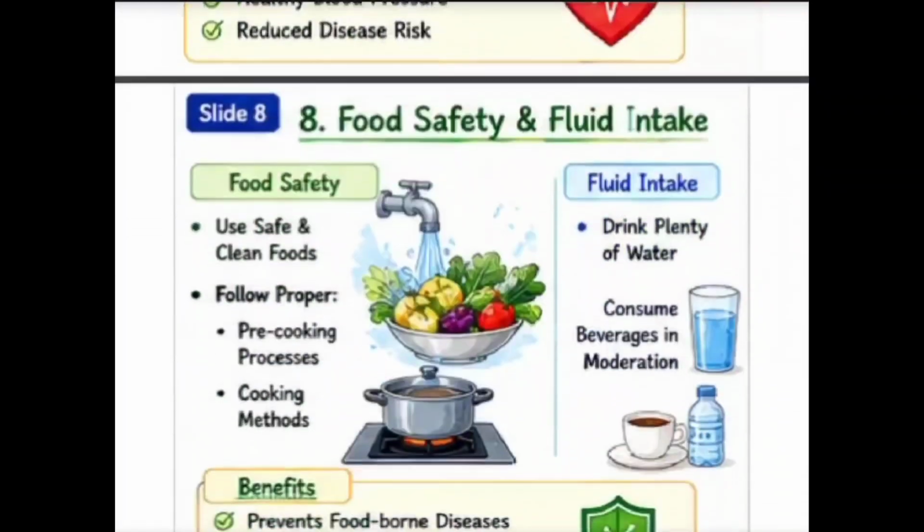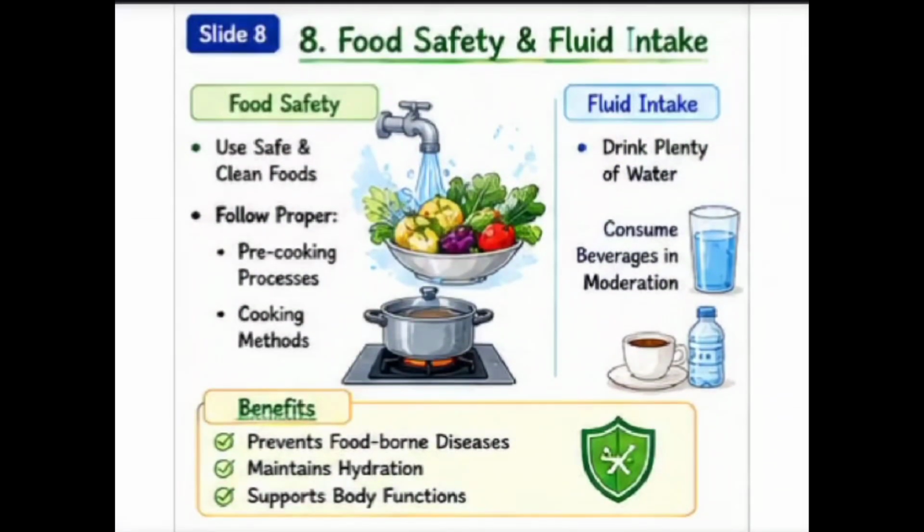And now we have to discuss food safety and fluid intake. First, let us discuss food safety. Food should always be clean and safe for consumption. Proper cooking methods, hygienic preparation, and safe ingredients help to prevent foodborne diseases. Next, we have fluid intake. Our body requires adequate water every day to function properly. Drinking plenty of water helps to maintain hydration, supports digestion, regulates body temperature, and assists various body functions. And beverages should be consumed in moderation while water should remain the primary source of hydration for our body.